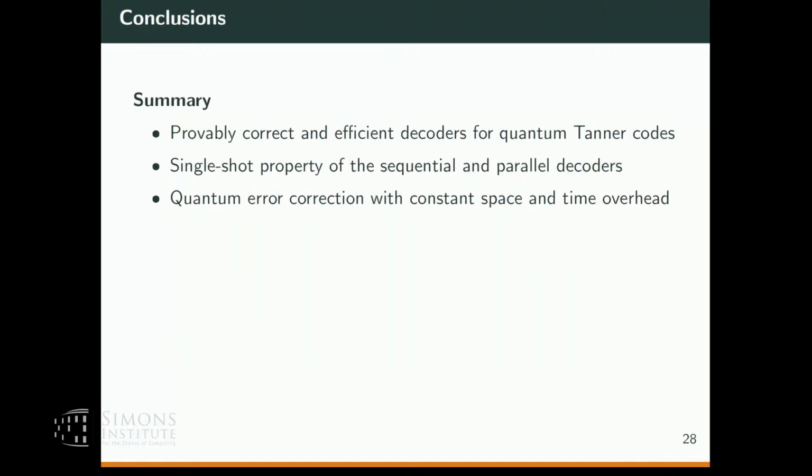Okay, that takes me to the end of my talk. So the summary is that we've shown that these quantum Tanner codes can be decoded efficiently, and that these decoders also have the single-shot property. If we combine that with Gottesman's result on constant space overhead, then we actually achieve constant space and constant time overhead using these quantum Tanner codes.